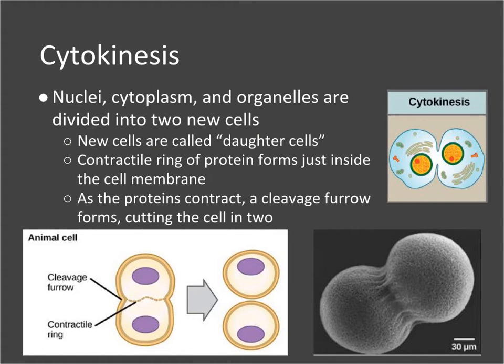Cytokinesis is the last stage of mitosis, and as I mentioned, it starts at the end of telophase, so telophase and cytokinesis start happening simultaneously. Remember that the PPMAT steps of mitosis, so the prophase, prometaphase, metaphase, anaphase, and telophase, are specifically where the chromosomes are separating.